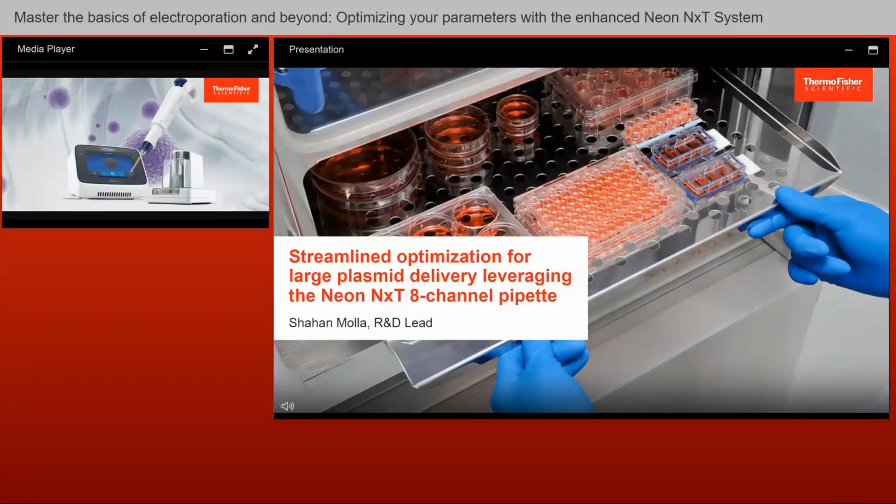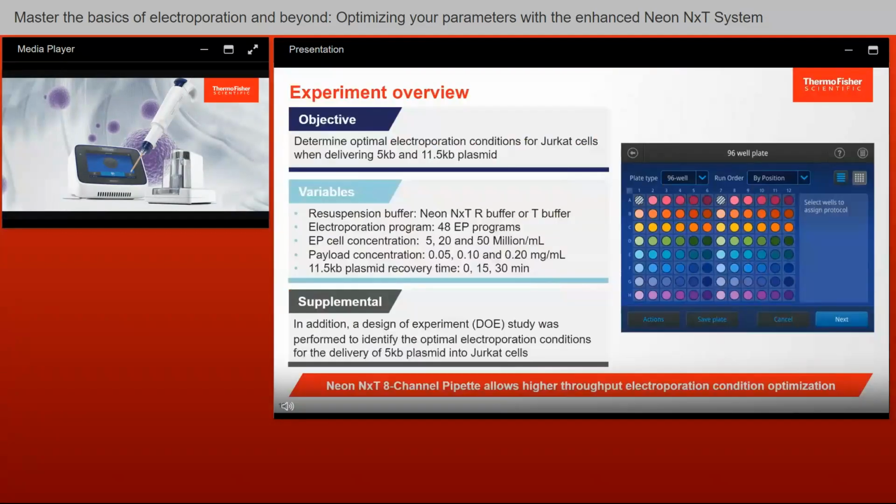In this section, I'm going to present some optimization data with Neon NxT 8-channel. So in this study, we aim to optimize various electroporation conditions to establish a comprehensive guideline for maximizing electroporation efficiency using Neon NxT 8-channel pipette. Specifically, we optimized parameters including electroporation programs, resuspension buffer type, cell concentration, payload concentration, and post-electroporation recovery time for the successful transfection of plasmid DNA into Jacquelyn cells.